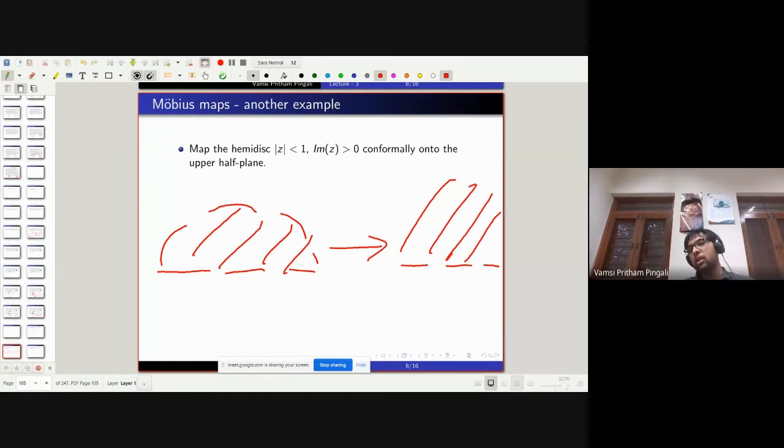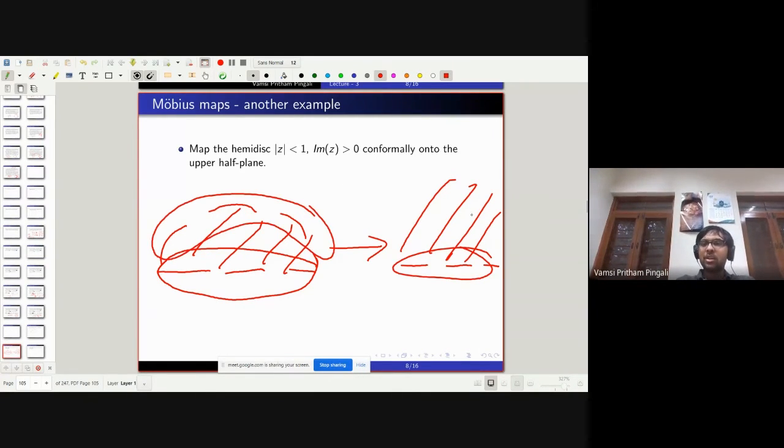Yeah, okay, so this is the question, right? Now, this is a little tricky, okay? Because naively, if you try to use a Mobius map, this straight line will probably go to a straight line, but what about the circle? It will go to something else, right? But that's a problem, right?